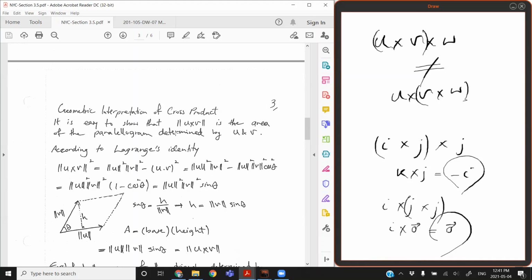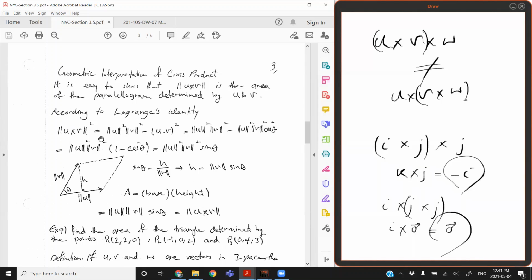Geometric interpretation of the cross product. I already told you what the cross product is. The cross product is going to be a vector orthogonal to both u and v, and the norm of that vector is going to be the same as the area of the parallelogram. It is easy to show that the norm of the cross product is the area of the parallelogram determined by u and v.